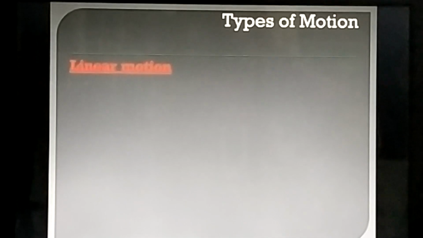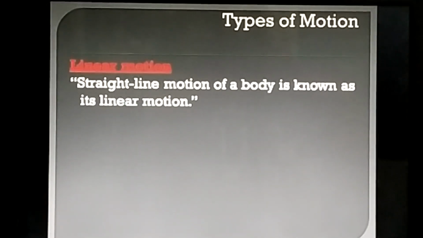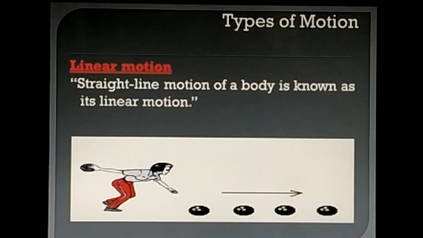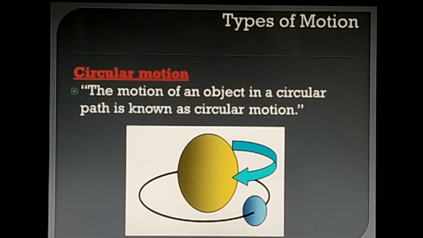Now we are moving to the next, types of motion. First I am taking the linear motion. Linear motion is also known as straight line motion. When the body is moving in a straight line, then that type of motion is known as linear motion. Second one is the circular motion. The motion of an object in a circular path, जब कोई भी बॉडी एक सर्कुलर पाथ में मूव करती है तो that type of motion is known as the circular motion.